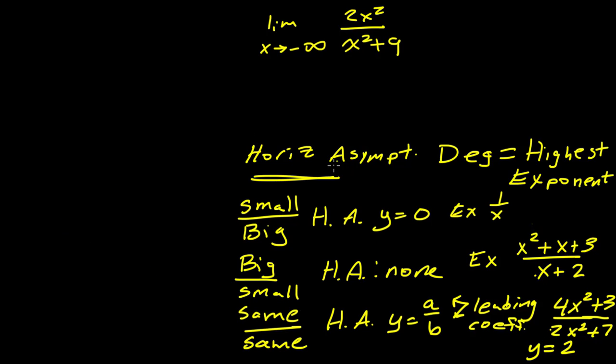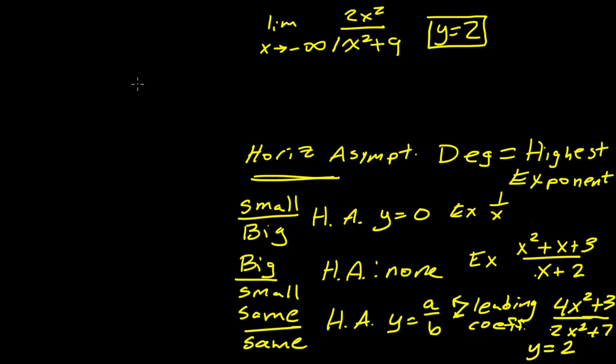So we can use these rules in order to find the limits algebraically. Going back to my example up here, the limit as x goes to negative infinity of 2x squared over x squared plus 9, they have the same degree on the top and the bottom. So I look at the leading coefficients. The leading coefficient on top is 2. The leading coefficient on the bottom is 1. It's going to have a horizontal asymptote at y equals 2.